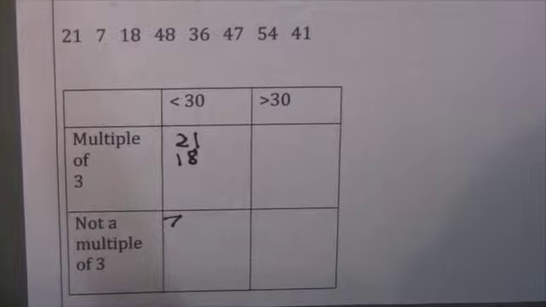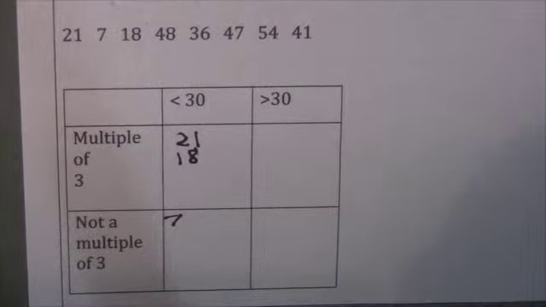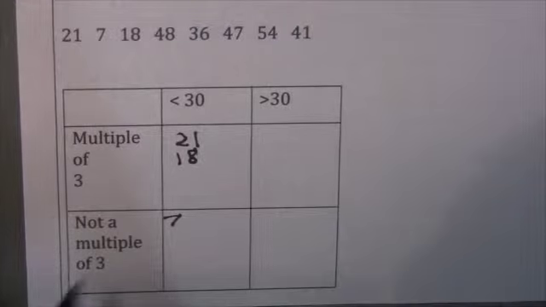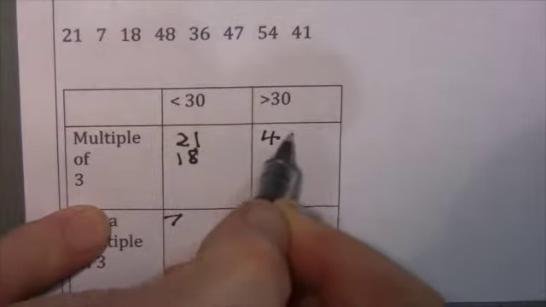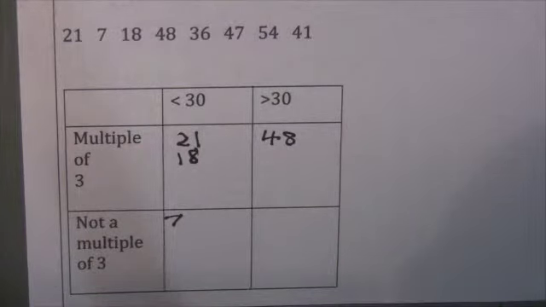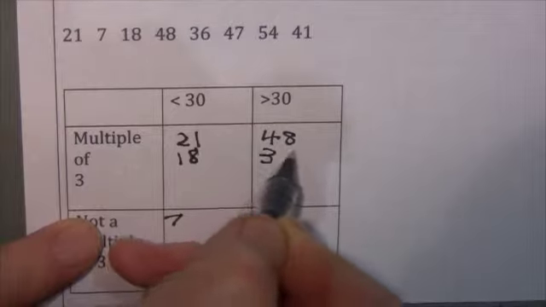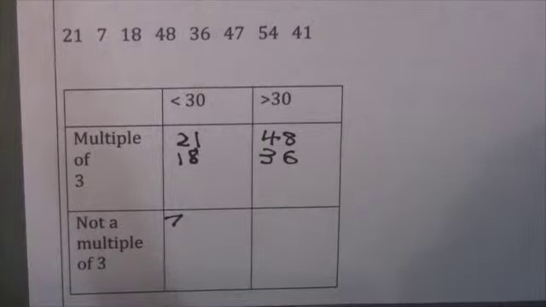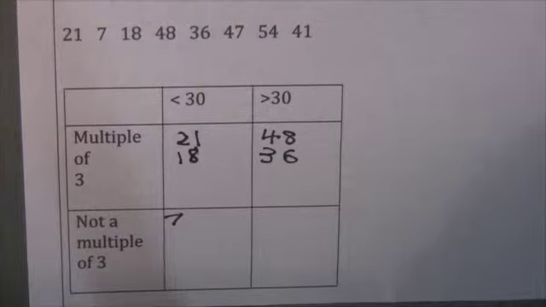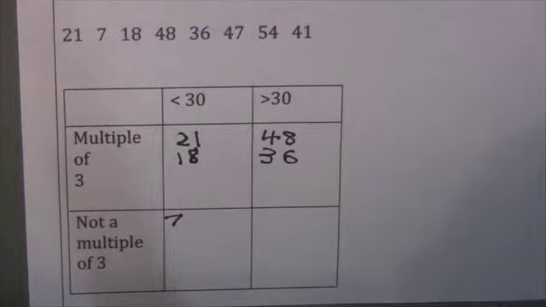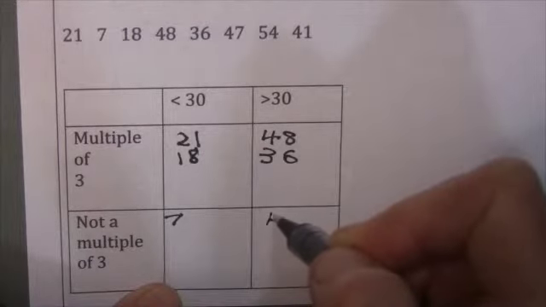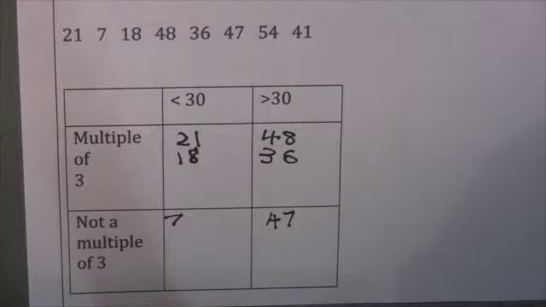48 is bigger than 30. 8 and 4 is 12, and 12 does divide by 3, so 48 is a multiple of 3. 36 again is bigger than 30. 6 add 3 is 9, and 9 does divide by 3. 47, 7 and 4 is 11, so it doesn't divide by 3 because 11 doesn't divide by 3. Not a multiple of 3. 54, 5 add 4 is 9, and 9 divides by 3, so it is a multiple of 3.